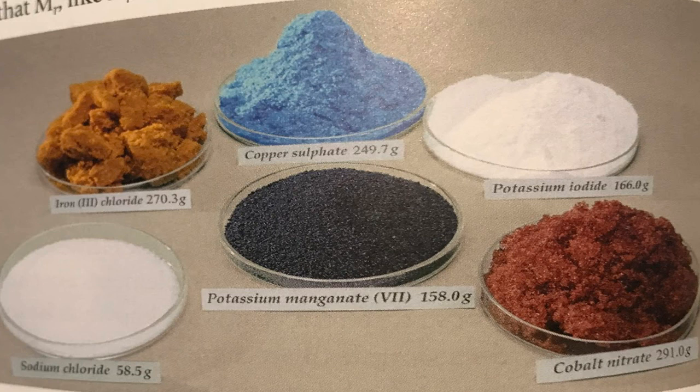So let's take a look here. Here we have several different compounds, and we have Avogadro's number of molecules of each of these compounds. So I have 600 sextillion molecules of potassium iodide here. I have 600 sextillion molecules of cobalt nitrate here. Notice they all weigh differently because they're all made of different elements in different ratios, but we still have 1 mole, or 600 sextillion molecules, of each, and here they're shown with their different weights.